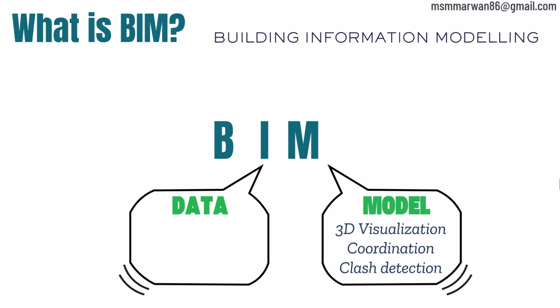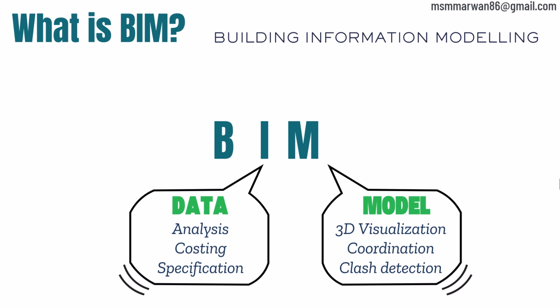Model in the sense it is used for 3D visualization, coordination and clash detection purposes. That is the 3D model. And inside the 3D model, or inside the digital representation in the BIM, we have the data. The data is used for analysis, for costing and specification purposes. Now we have two things, the information and model.